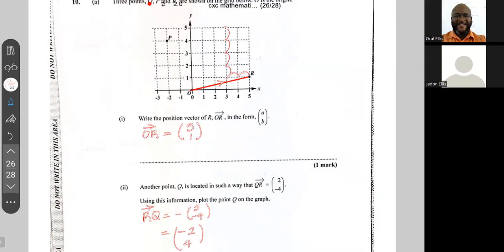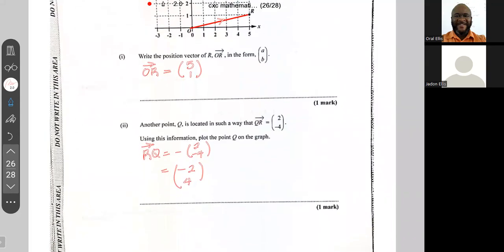So in moving to Q from R, I must go what? 2 units to the left, and so that's 1, 2, and 4 units up, 1, 2, 3, 4. This is the point Q. We're asked to plot the point Q on the graph. So this is Q.